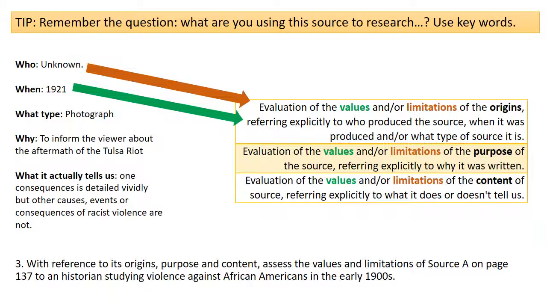It was produced in 1921 at the time of the Tulsa riots, which is very relevant to this question. It's the early 1900s. It's a photograph, which is easy to prove whether it's authentic or not in terms of what it's actually showing. Those are values of the source. They help us verify the violence that was taking place at the time.